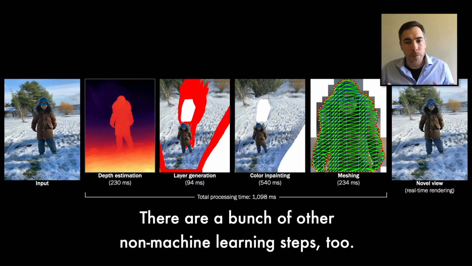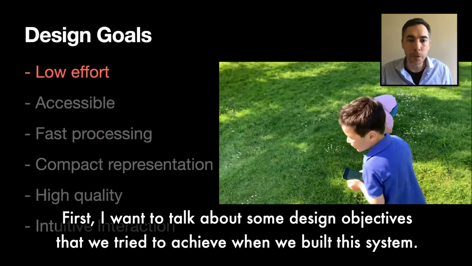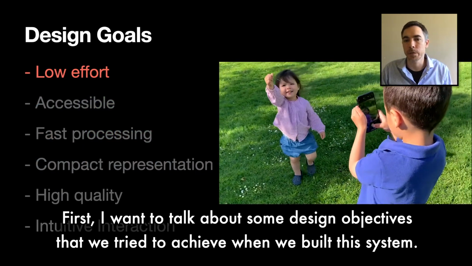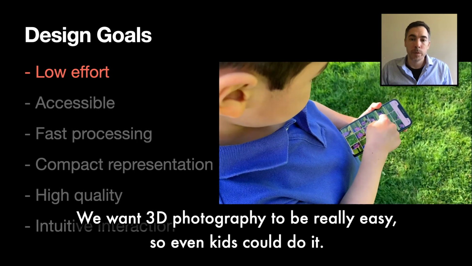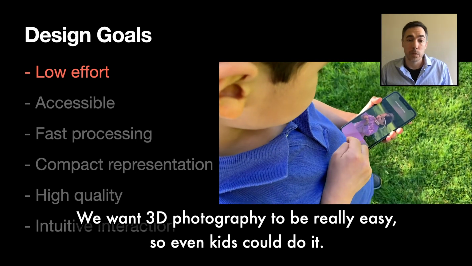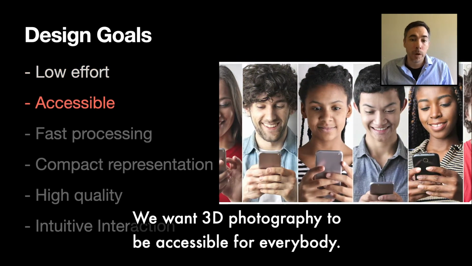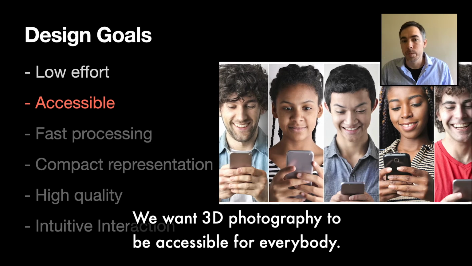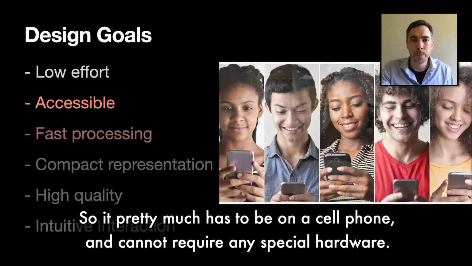Now, there are a bunch of other non-machine learning steps too, and I'm going to walk through all of them in this talk. But first, I wanted to talk about some design objectives that we tried to achieve when we built the system. So we want 3D photography to be really easy, so even kids can do it, and it should work in a single shot. And we want 3D photography to be accessible for everybody, so it pretty much has to be on a cell phone and cannot require any special hardware.